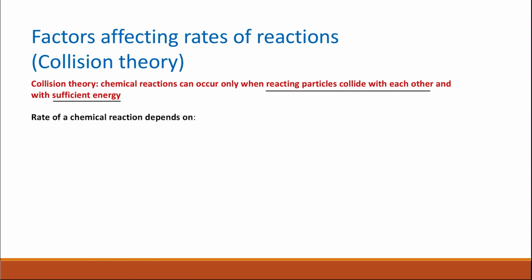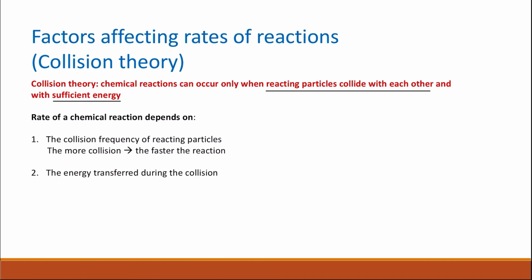So the rate of a chemical reaction will depend on two main factors. The first one is the collision frequency of reacting particles, meaning how frequently the particles can collide with each other. The more collisions, the faster the reaction. And the second factor is the energy transferred during the collision. The higher the energy of the particles when they collide, the faster the reaction as well.